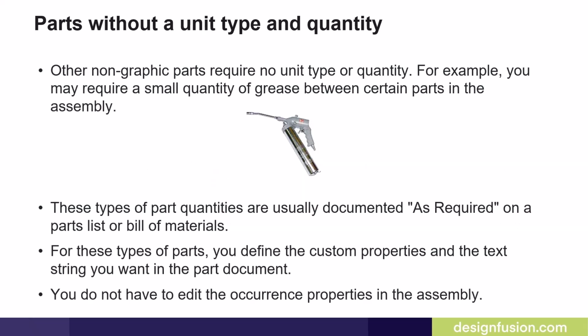Other non-graphic parts require no unit type or quantity. For example, you may require a small quantity of grease between certain parts in the assembly. These types of part quantities are usually documented as required on a parts list or bill of materials. For these types of parts, you define the custom properties and the text string you want in the part document. With this, you do not have to edit the occurrence properties in the assembly.